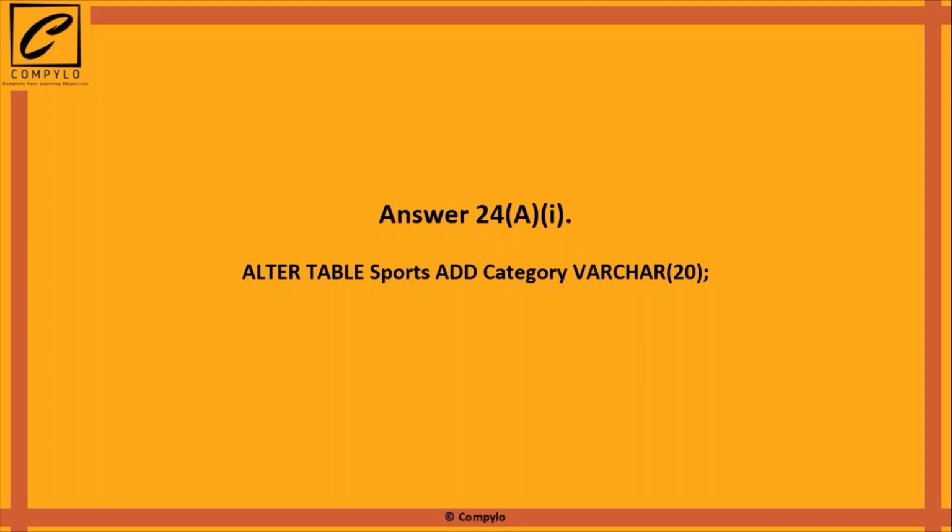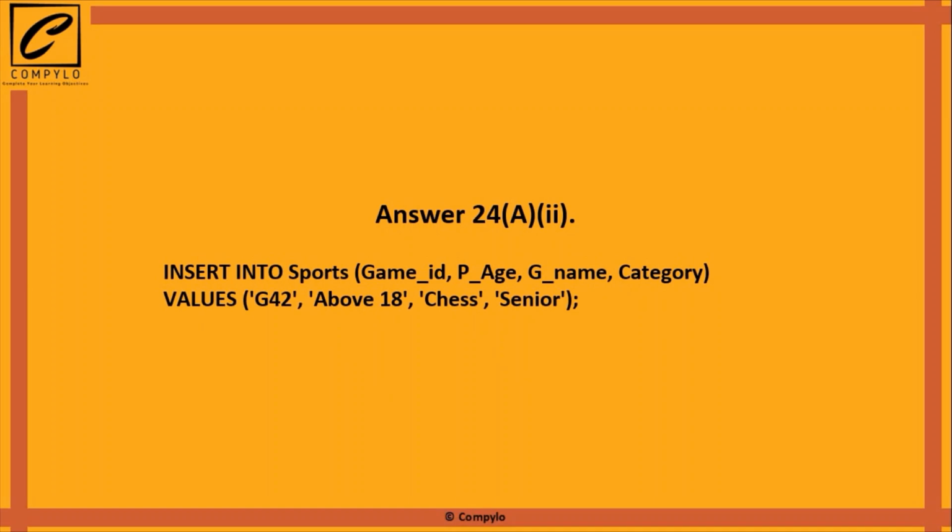To add a new column category to the sports table, we can use the command depicted on the screen, which says alter table sports, add category, and the data type would be varchar with the length 20. To insert the given record into the sports table, we can use the command depicted on the screen. Insert into sports with all the column names, game ID, player age, game name, and category, and with a values clause along with the values G42, above 18, chess, and senior.